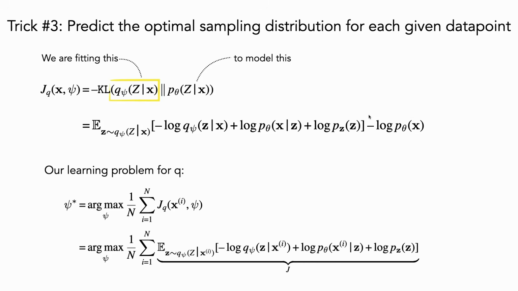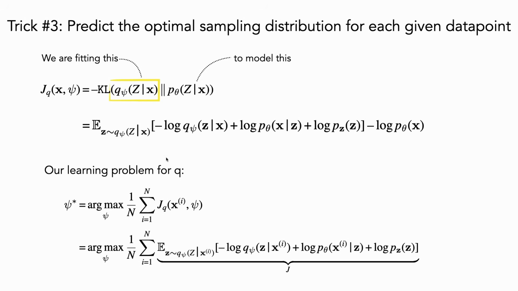Okay, so the learning problem for Q is to minimize the KL divergence, or maximize the negative KL divergence. This is the learning problem for Q. It's trying to predict the distribution over latent variables that will explain a given data point X. We call that inference sometimes: infer the latent variables that explain the data X.